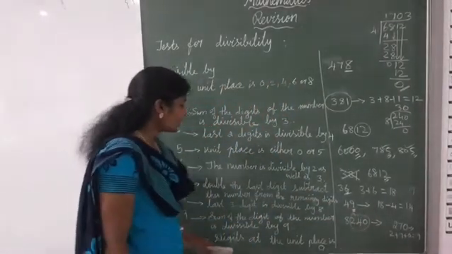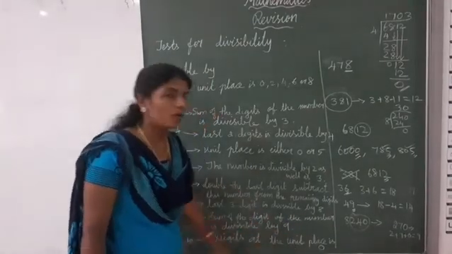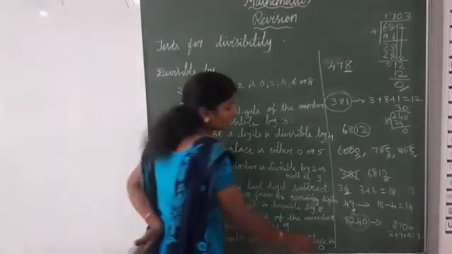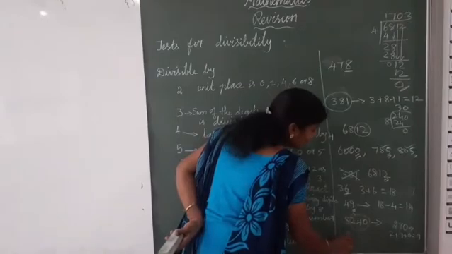Okay. Now the digit at the unit place is 0. The unit place is 0. 4080.